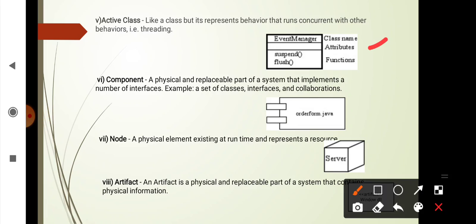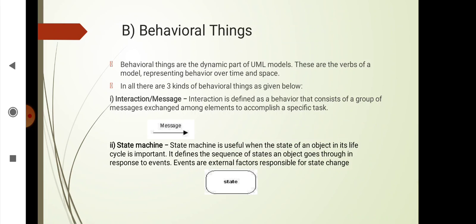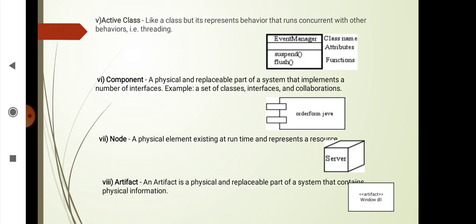Then the last one is artifacts. The artifacts represent physical things, whereas the previous five things represent conceptual or logical things. An artifact is a physical and replaceable part of the system that contains physical information, as shown in this figure. Here the artifact is Windows DLL. Then nodes. A node is a physical element that exists at runtime and represents a computational resource, generally having at least some memory and often processing capability. Graphically, a node is a cube, usually including only its name, for example server.